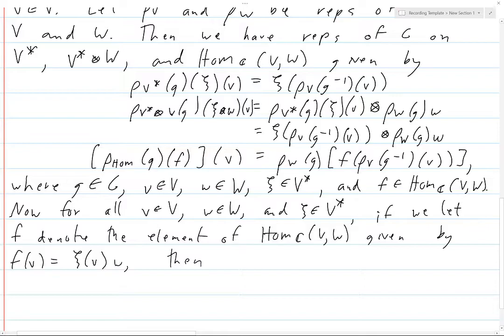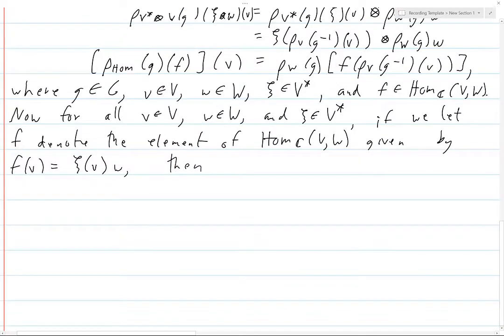Then we basically use a whole bunch of this stuff that we've already proven, and we end up with exactly what we want. So first, what we're trying to figure out is rho Hom, I guess, g, composed with phi. What we want is we want this to equal phi composed with rho V star tensor W. That's what it means for phi to be intertwining.